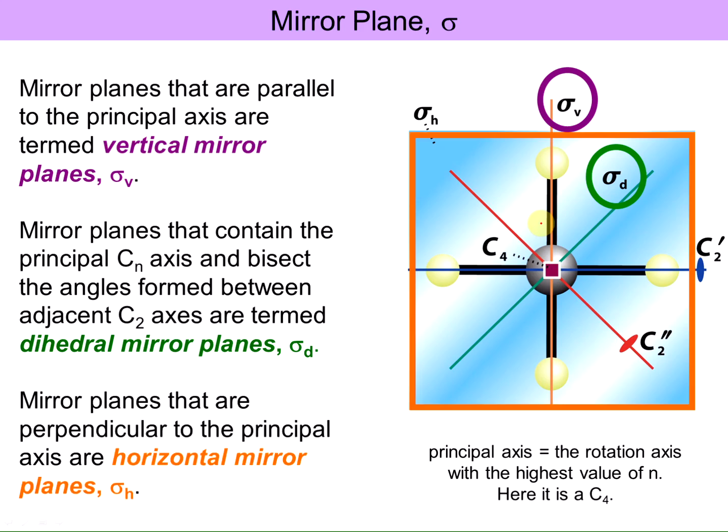Now, mirror planes that are perpendicular to the principal axis are horizontal mirror planes. So remember, we have the principal rotation axis that's coming out of the plane of paper, but perpendicular to that is the plane of the paper, and that plane of the paper bisects our molecule, and so this is our horizontal mirror plane. And again, just to re-emphasize, the principal axis is the rotation axis with the highest value of n. So here it is a C4 axis.